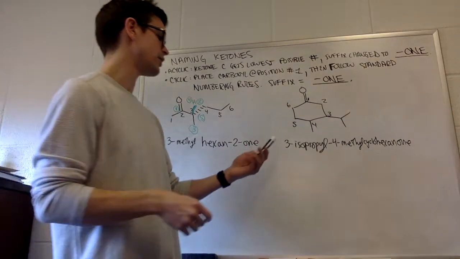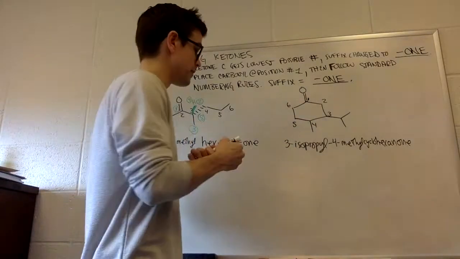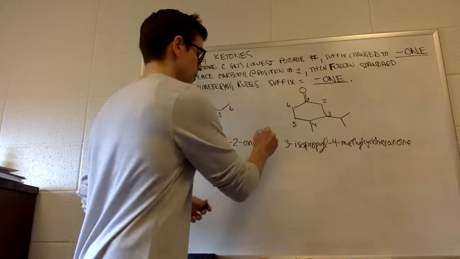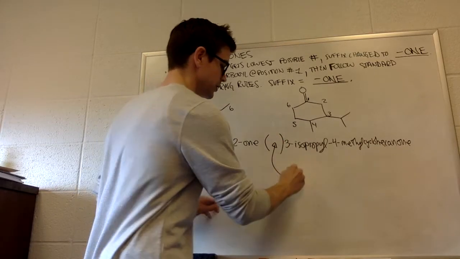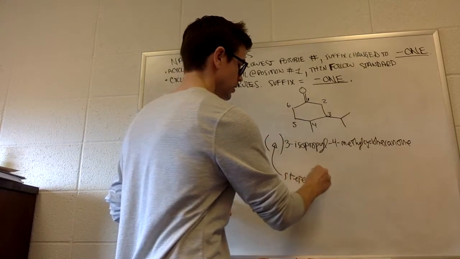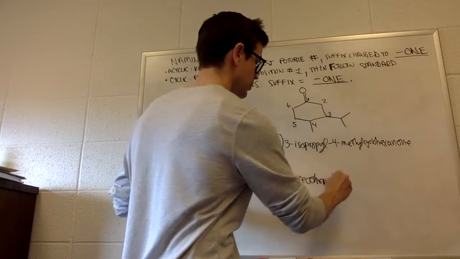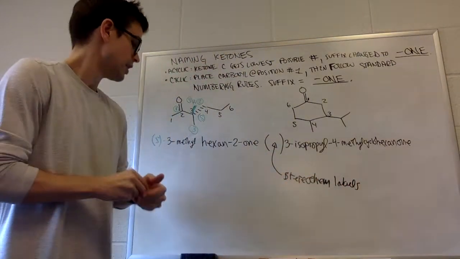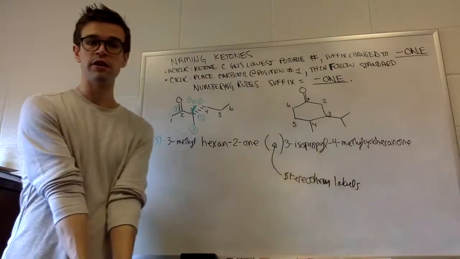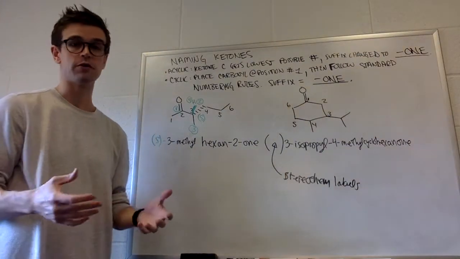We didn't add stereochemistry to this one. I could have. If I did add stereochemistry to this, you would just have something here, which would be the stereochem labels. So that is naming ketones. That's all the naming for chapter 21.